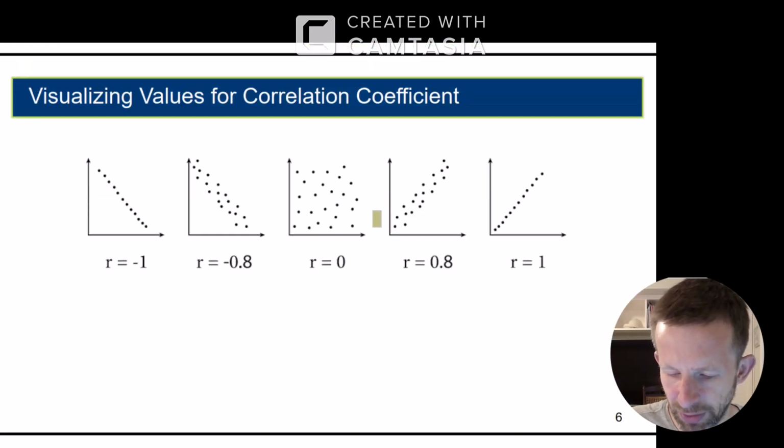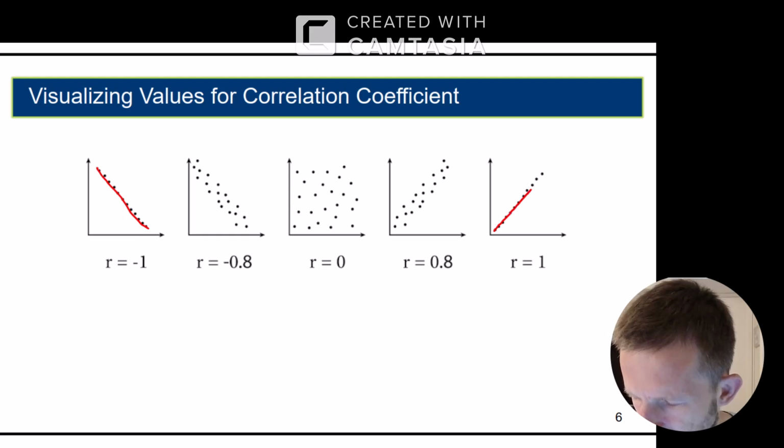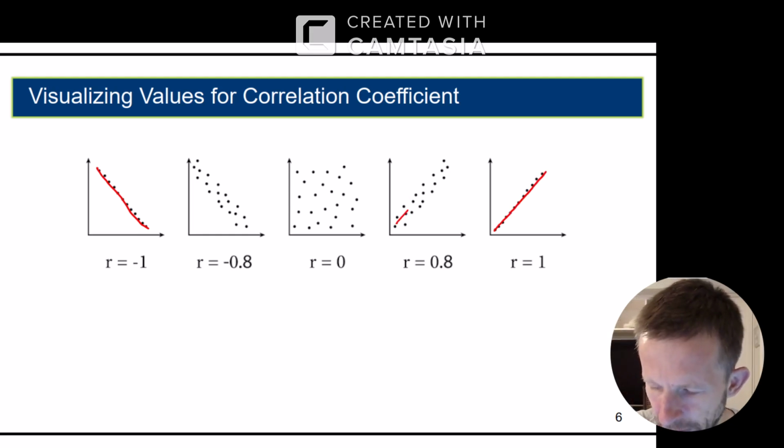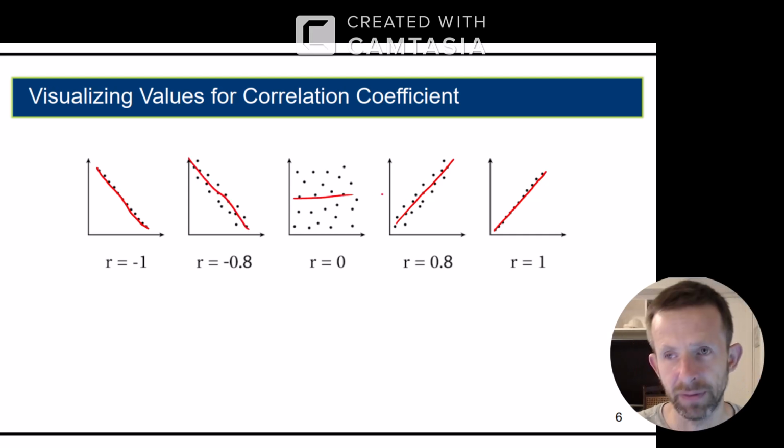Visualizing values for a correlation coefficient. This is not exactly -1. I know it says that, but this is super close to -1. This is super close to +1. This is a strong positive correlation, strong negative correlation, and this is a correlation of 0.